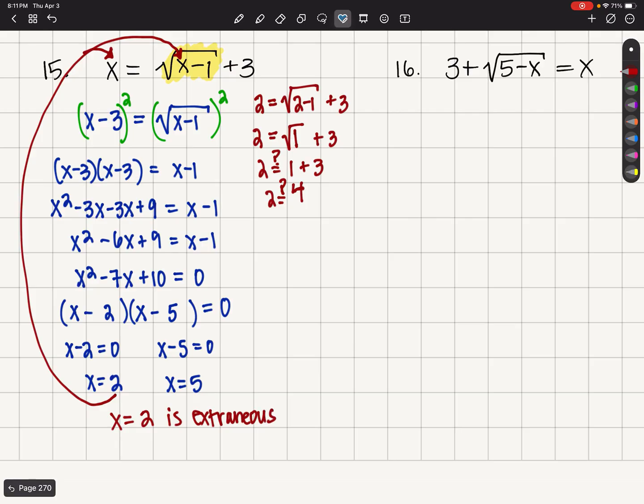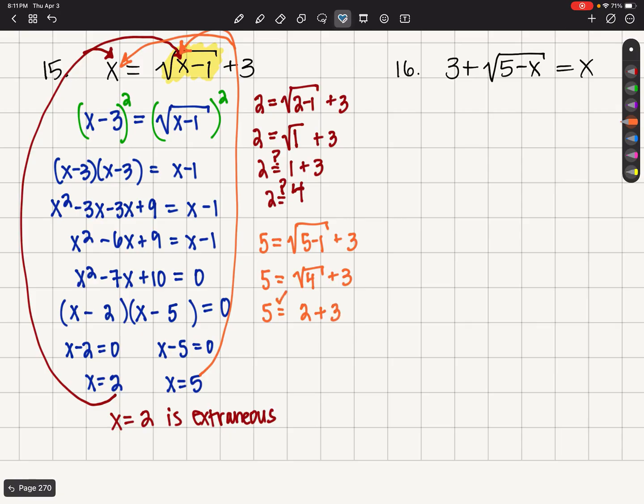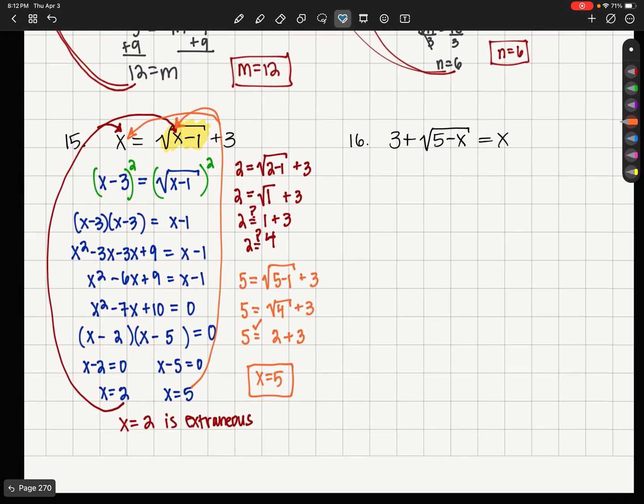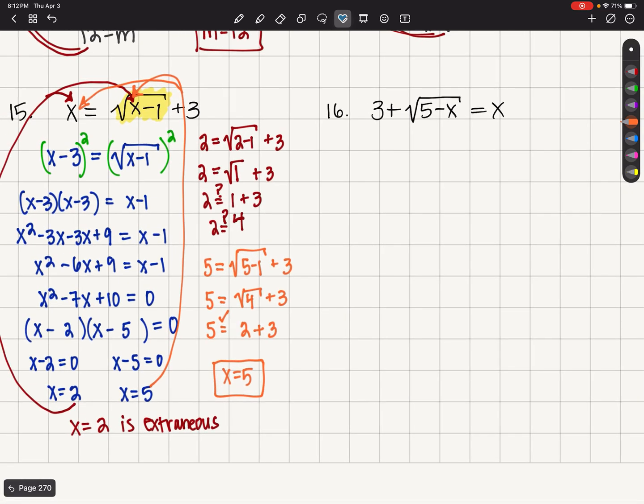Okay, let's try, I'm going to do this one in orange. Let's try putting a 5 in. So I'm going to put a 5 in for both x's, and we get 5 equals the square root of 5 minus 1 plus 3. 5 equals the square root of 4 plus 3. The square root of 4 is 2, and 2 plus 3 is indeed 5. Therefore, x equals 5 is our only solution. A little bit more work in checking our solutions for this problem. True story, yes, that is true.